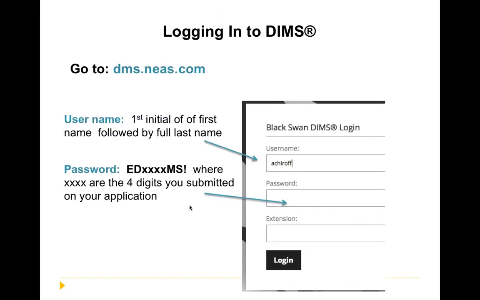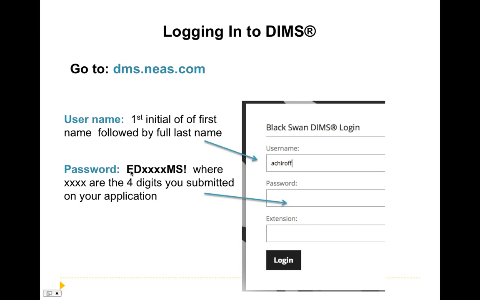Here's the login, and you could actually do this as soon as the training is over. This is the URL, dms.neas.com. This is Disaster Management Services. This is a former name of our former company name, National Employee Assistance Services. Anyway, that's the URL. So your username is basically your first initial with your full last name. So I am A. Chiroff.